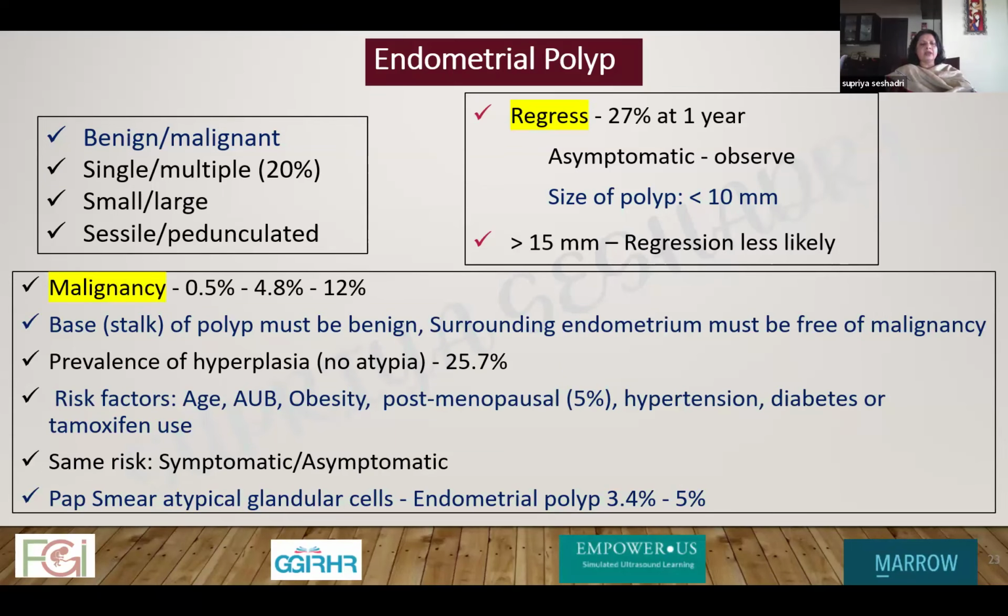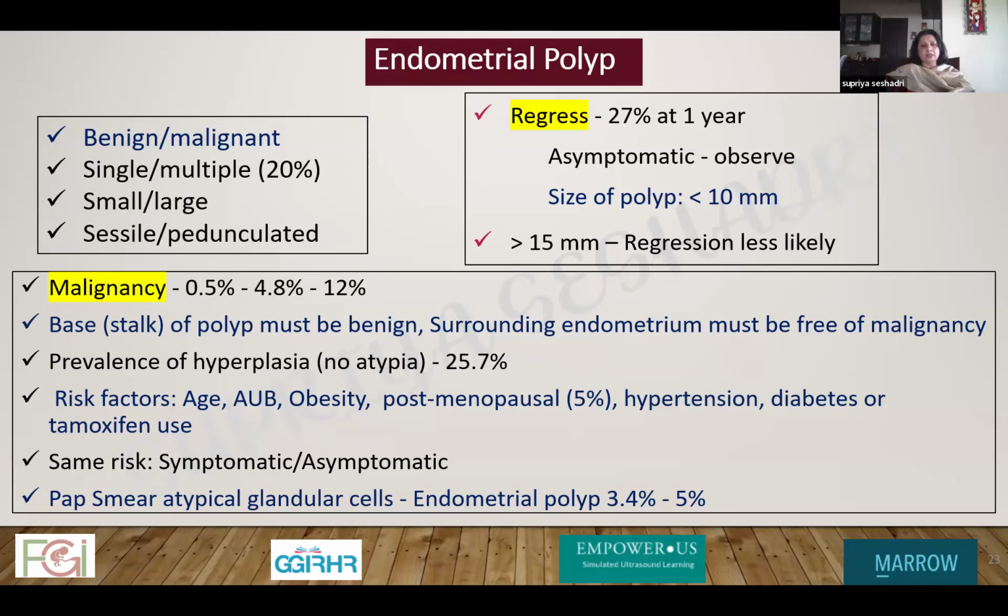Incidence of malignancy in the polyp has been variously quoted as 0.5 to 4.8 to 12%. The base or stalk of the polyp must be benign and the surrounding endometrium must be free of malignancy to call it that malignancy is present in this polyp. Of course, this is a histological finding. The prevalence of hyperplasia with no atypia is 25.7%, and the risk factors for developing malignancy in a polyp are age, abnormal uterine bleeding, obesity, postmenopausal age group, hypertension, diabetes mellitus, or tamoxifen use. The risk of malignancy is the same whether the lady has symptoms or not.